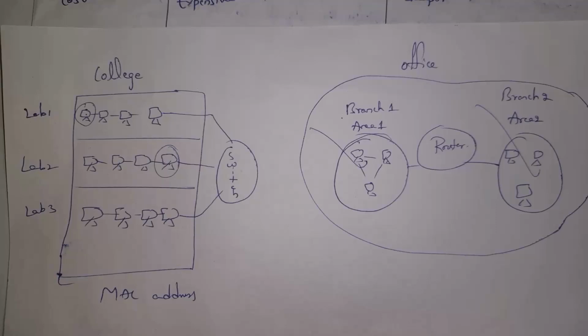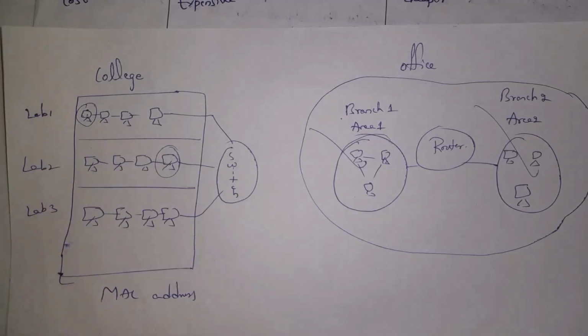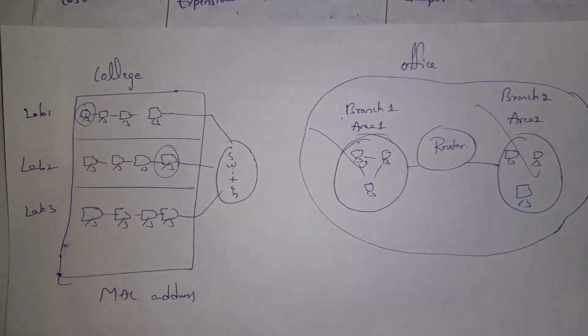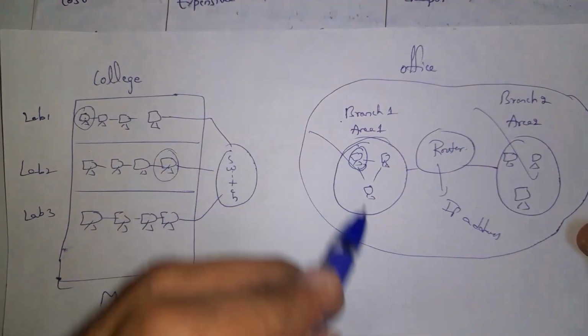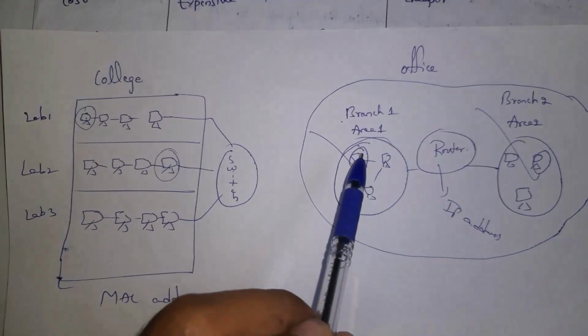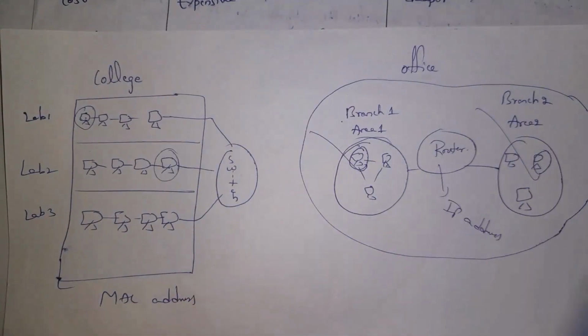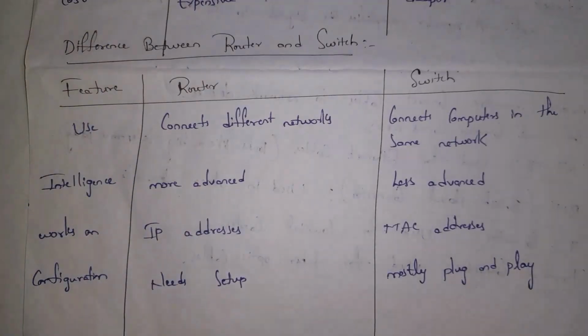And this MAC address is given by the company manufacturer, and each and every device contains a unique MAC address. So this computer will send a message to this computer based on MAC address. Whereas if you consider a router, it will work based on IP address. As for example, this computer wants to send a message to this computer. As I already said before, IP address is provided by the internet service provider. Each router contains a different IP address, and this computer will send data to this computer based on IP address. So router will work based on IP address and switch will work based on MAC address.